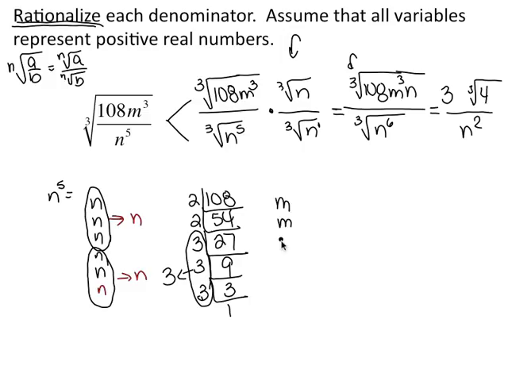We have 3 m's, and we want them in groups of 3. So this is going to go out. So there's our m, and there's nothing that goes back in there. And this n cannot go out because it doesn't have a group of 3. So that goes right back in there. So then our answer is 3m cube root of 4n all over n squared.